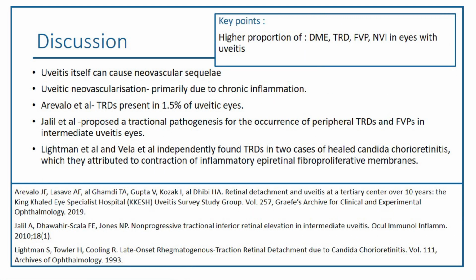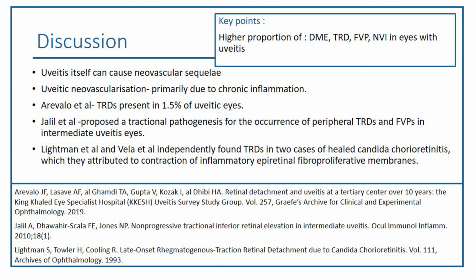We also noted a higher proportion of diabetic macular edema, tractional retinal detachment, fibrovascular proliferation, and NVI in the eyes with uveitis. Uveitis itself can cause a neovascular sequelae as opposed to diabetic retinopathy, which will cause neovascularization by ischemia. Uveitis itself promotes a neovascularization process by the process of its chronic inflammation. Arevalo et al. noted tractional retinal detachment present in 1.5% of uveitic eyes alone.